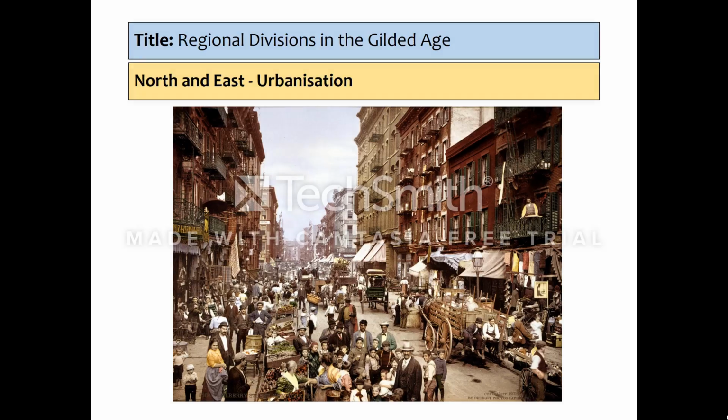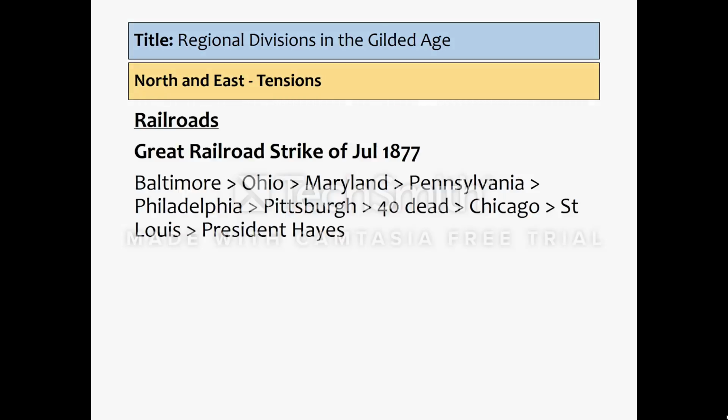This image highlights the north and the east. One particular example is the railroads. It's a really useful example to evidence the social unrest that took place. So the Great Railroad Strike of July 1877 started in Baltimore as a very small movement in relation to some misdealings and cuts in wages, and it quickly grew. It went through Ohio, Maryland, Pennsylvania and Pittsburgh, where 40 people lost their lives in clashes with the National Guard.